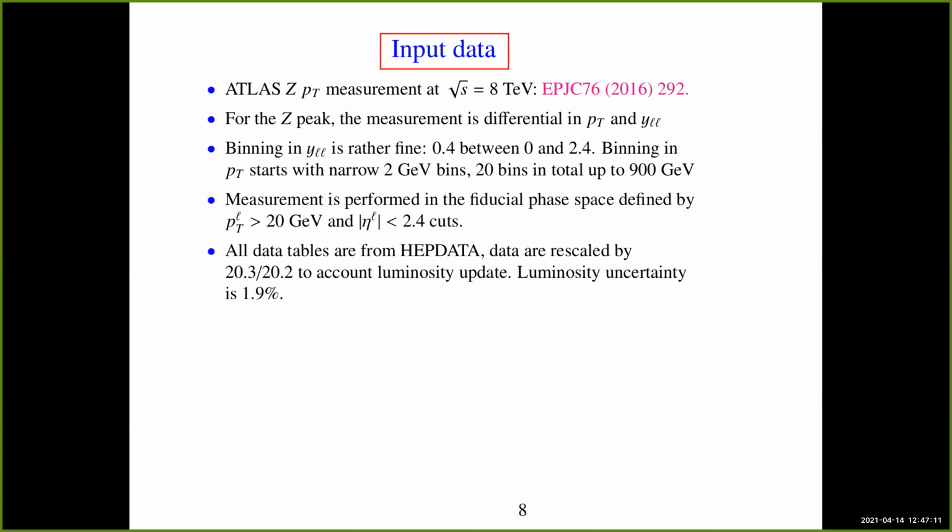Let's try it. So the exercise is done using ATLAS Z PT data measured at 8 TeV. A publication from a while ago. The details of this measurement are not important, but there is one data set which is binned in PT and rapidity for the peak region. And the binning is sufficiently fine such that we have a meaningful rapidity dependence and also rather small PT bins, such that the correction, so acceptance variation within the bin, should not be very important. And as usual, this is in fiducial phase space with PT and rapidity cuts.